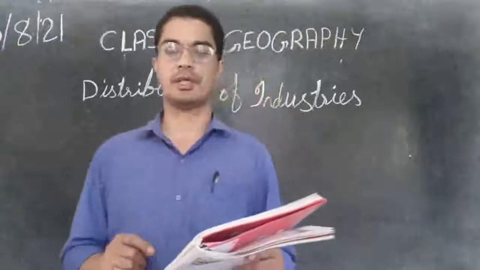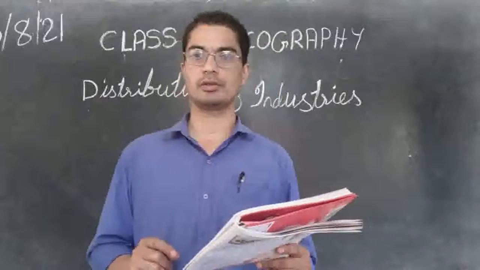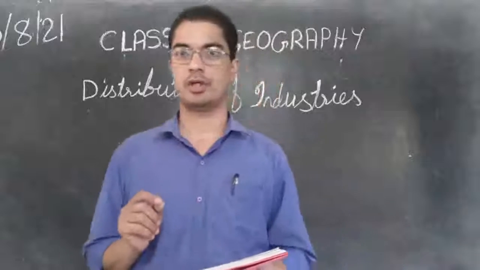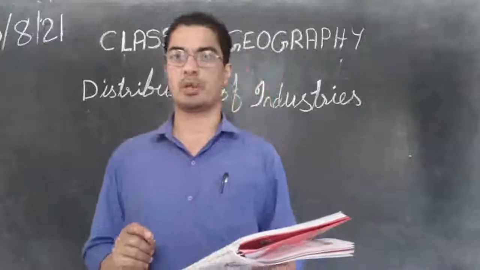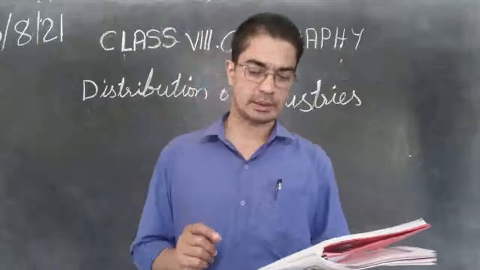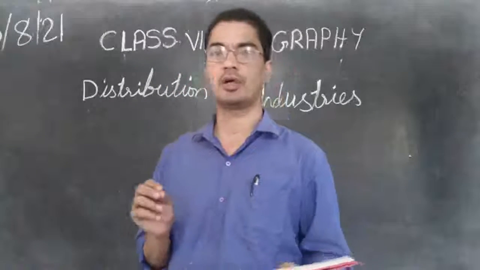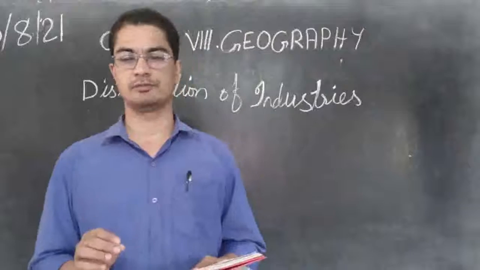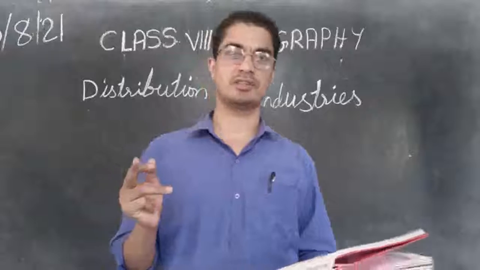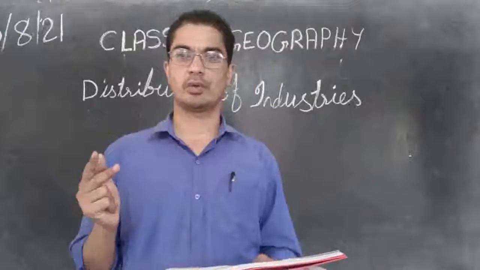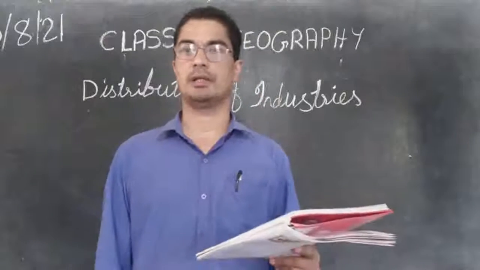So the inputs for the industry include raw materials such as iron ore. So you can underline the raw material for iron and steel industry is iron ore. Second one is coal and third one is limestone. So these are the three raw materials that are needed for manufacturing iron and steel. Which are they? First of all, iron ore. Second one is coal. Third one is limestone. So these three things are required as a raw material.